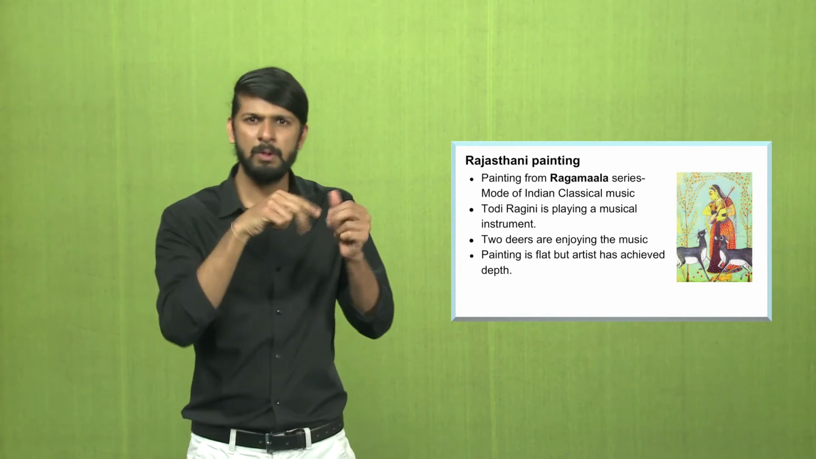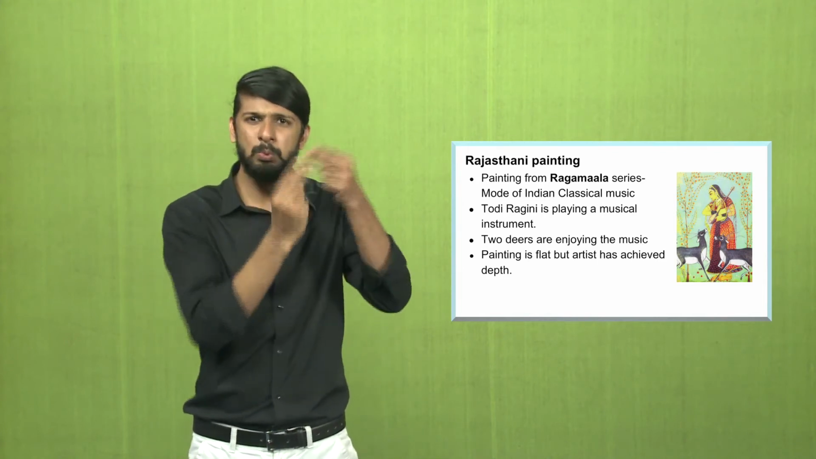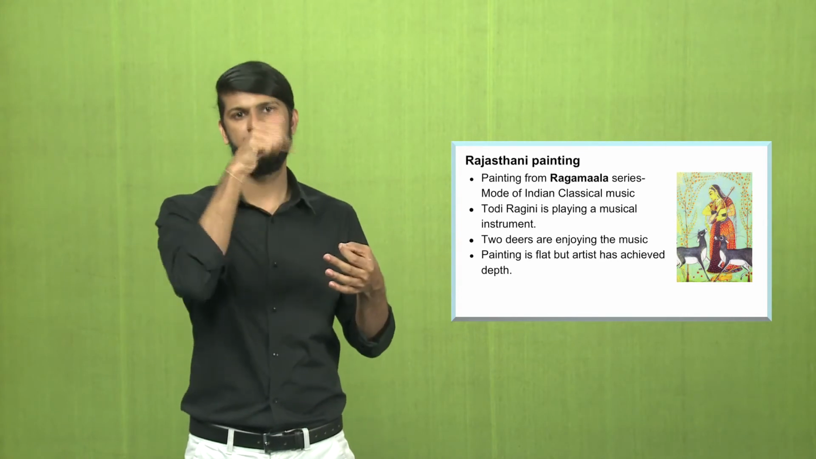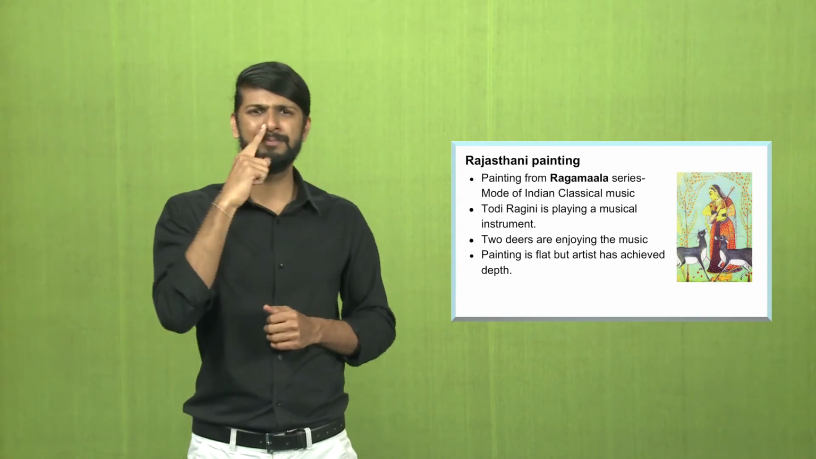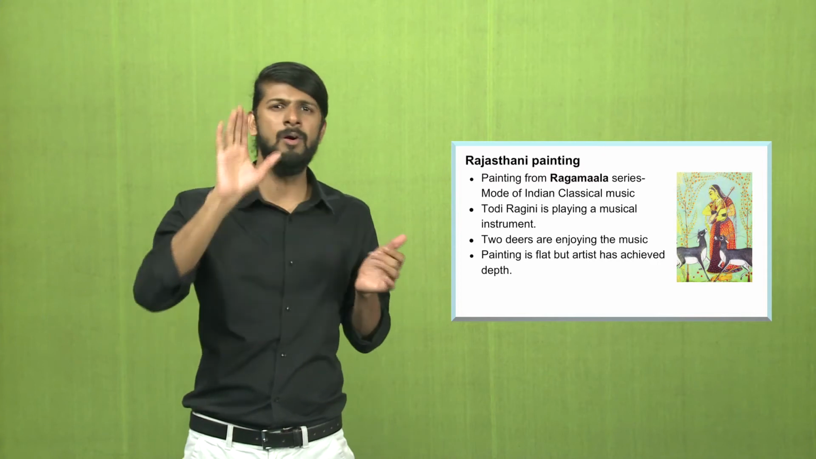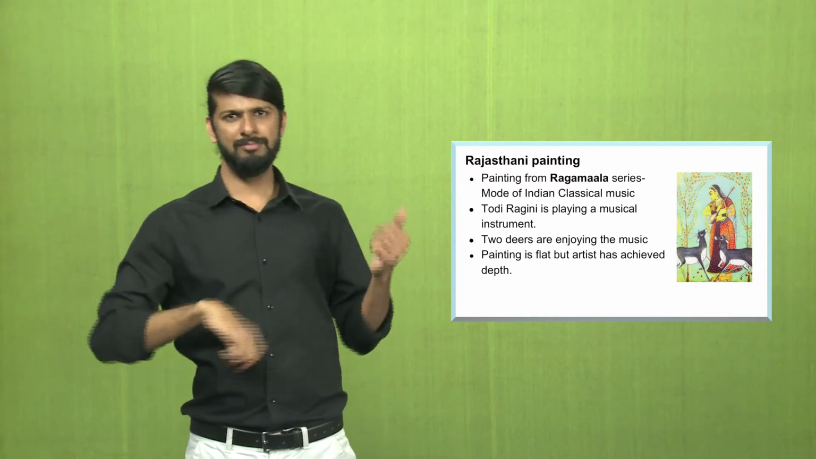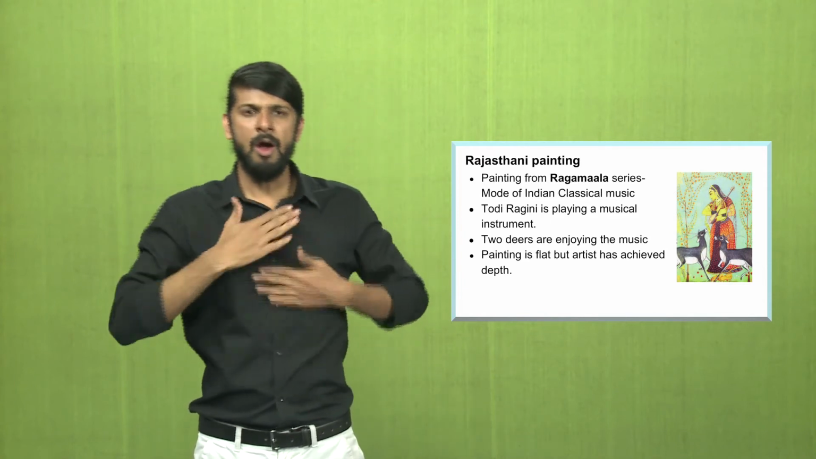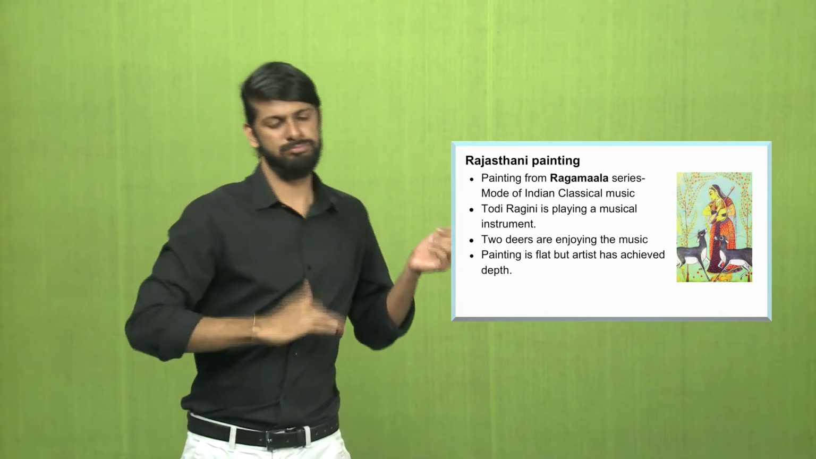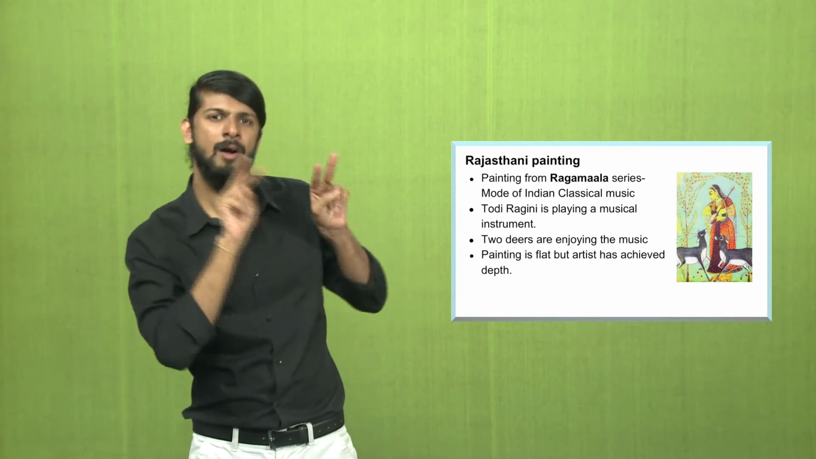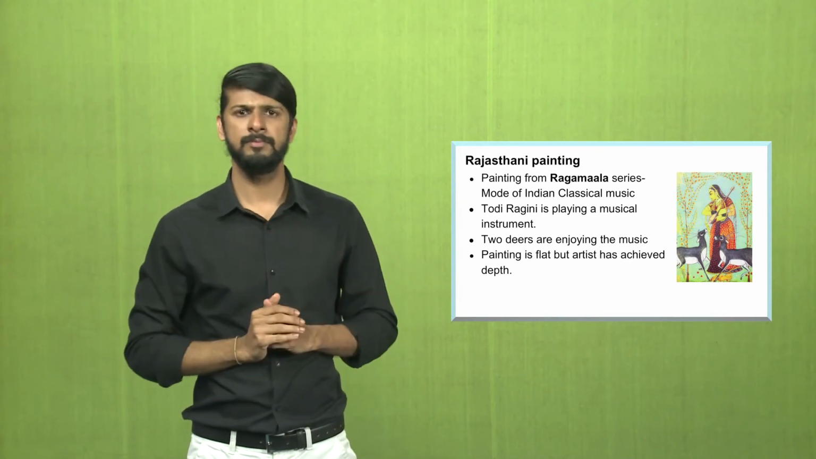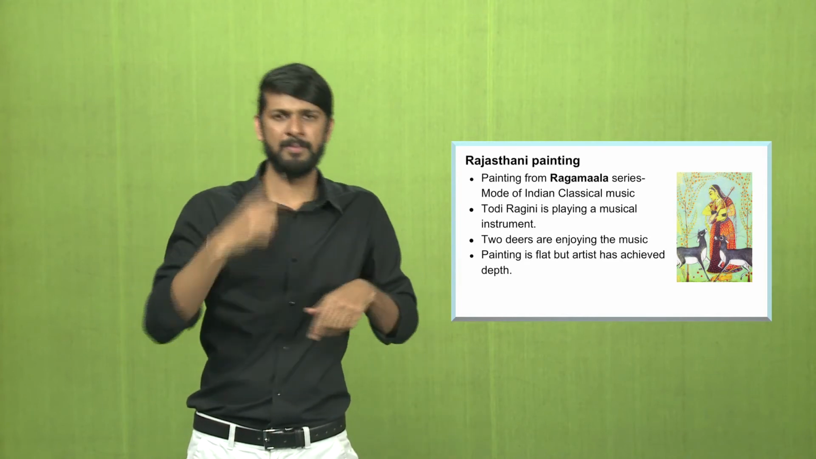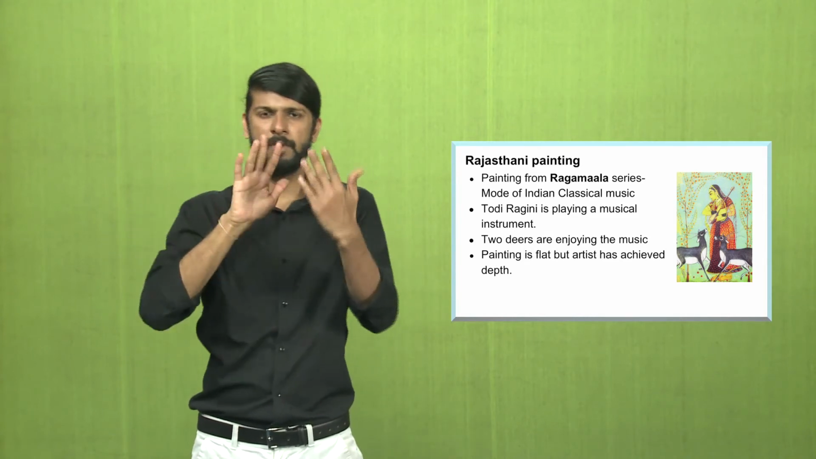This painting is from the Ragamala series, which is an album focusing on the modes of Indian classical music. Todi Ragini is playing a musical instrument in this painting. Two deers can be seen enjoying the music. The painting is flat, but the artist has achieved depth.